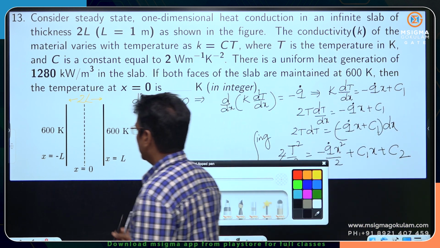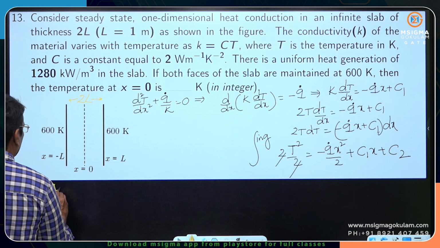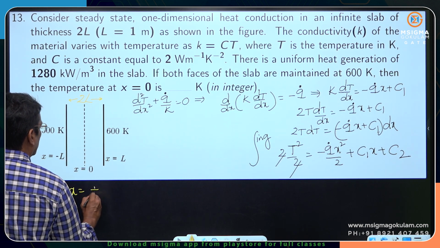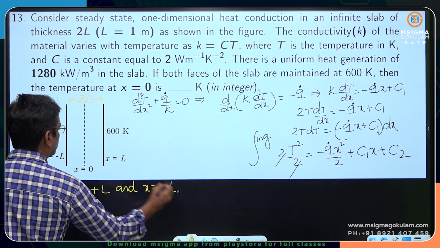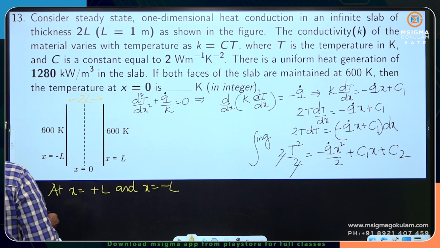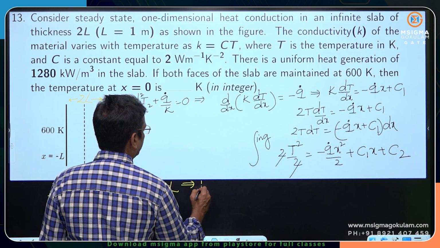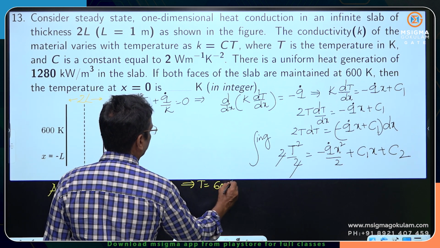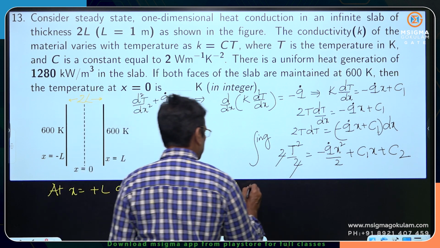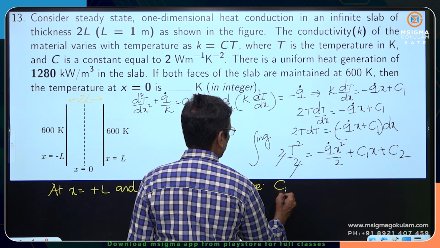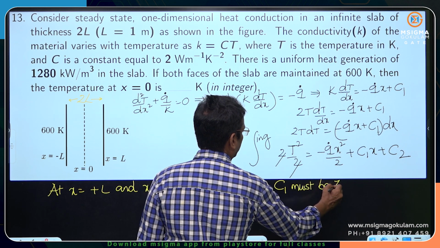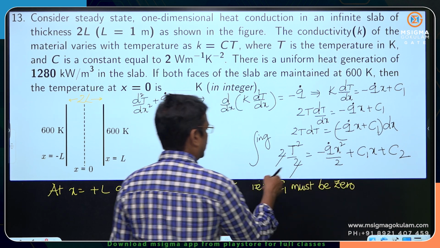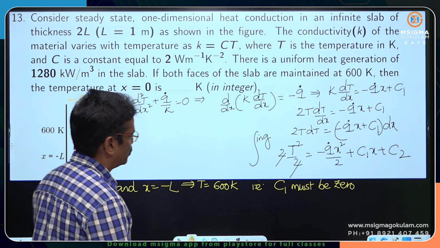We have the two boundary conditions at x is equal to plus L and x is equal to minus L. Based upon this given boundary condition, the temperature is the same, T is equal to 600 Kelvin. That means to satisfy this, C1 must be 0. Then only on both sides you will see the same temperature. This kind of logic I had given in the earlier case also.